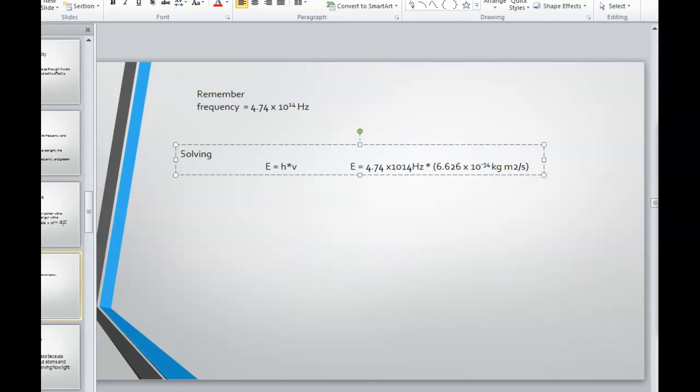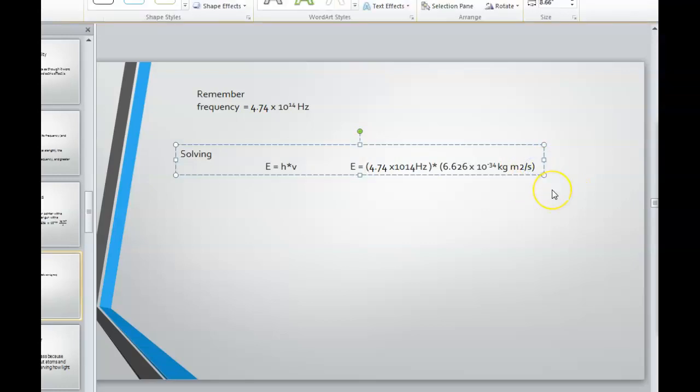That's all we really have to do. This is really a question of whether you can set this problem up in your calculator correctly. I'm going to ask you to do this on paper. So 6.626 times 10 to the negative 34 times 4.74 times 10 to the 14th hertz. Remember, hertz is just 1 over seconds, so we write that as 1 over seconds. That means we end up with kilograms, meters squared, per second squared for our units. So what do we get?